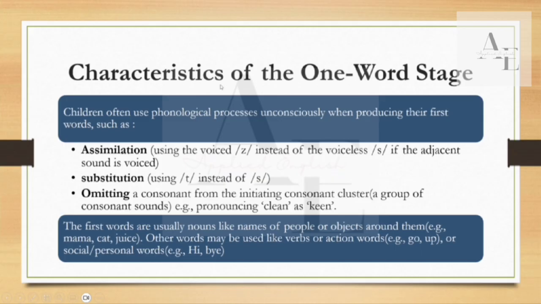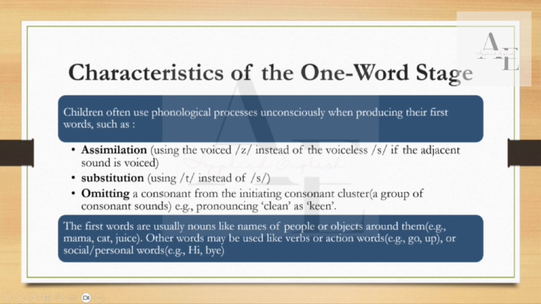This one-word stage has different characteristics. So our first characteristic is that children often use phonological processes unconsciously when producing their first words, such as assimilation, which is making the sound similar to its adjacent or neighboring sound, like using the voiced z instead of the voiceless s if the adjacent sound is voiced. So if the adjacent sound is voiced, they make it voiced like it, or vice versa. Substitution, they like using t instead of s.